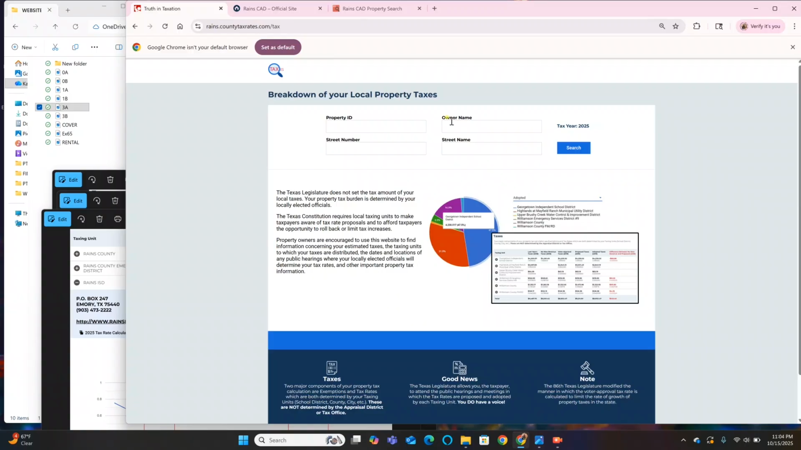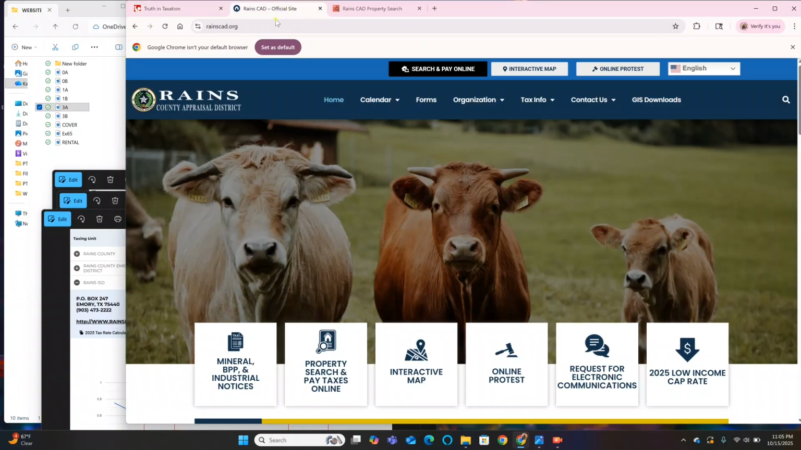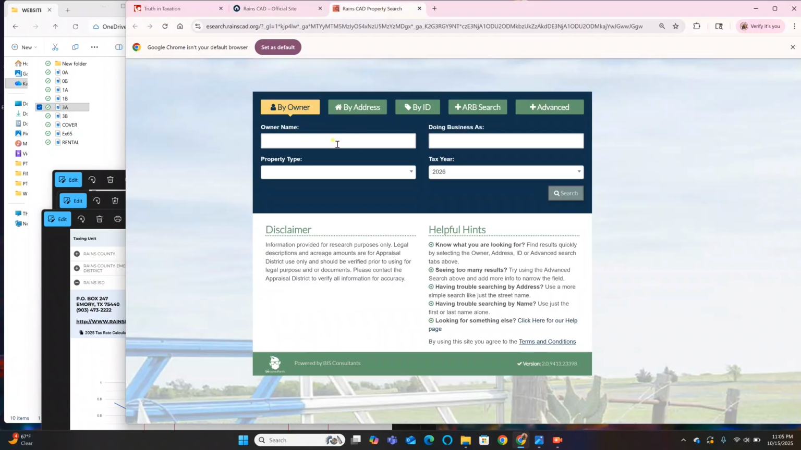Rains.countytaxrates.com. You can enter your owner name or the street and address. The street and address can be extremely useful when you are a renter. The other website you can use is rainscad.org. You'll go to search and pay online, and when you get there, it will ask you the same thing. Again, owner name or address here will help you find the account that is related to your property.